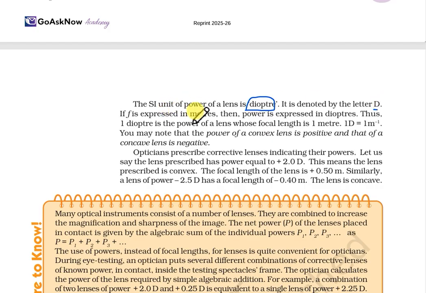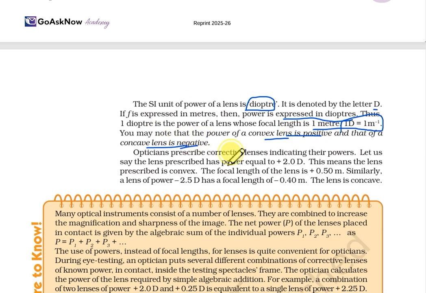If f is expressed in meters, then the power is expressed in diopters. Thus 1 diopter is the power of a lens whose focal length is 1 meter: 1 D equals 1 meter inverse. You may note that the power of a convex lens is positive, and that of a concave lens is negative. Just keep in mind, for the power of a lens, convex will be positive and concave will be negative.